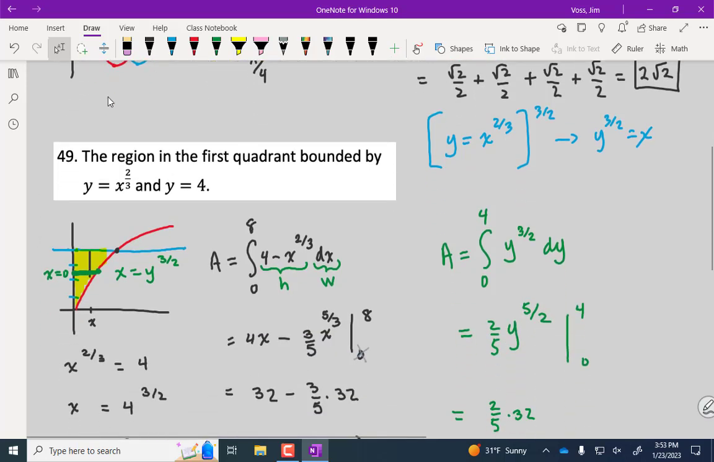Now, if they don't give us anything weird, like this region is simple for both a vertical and a horizontal element. So in this case, it's nice in both ways.